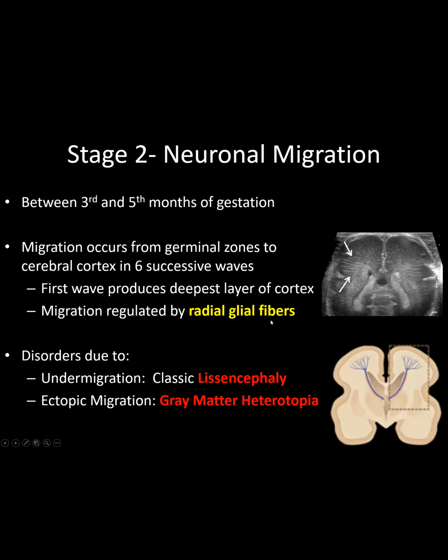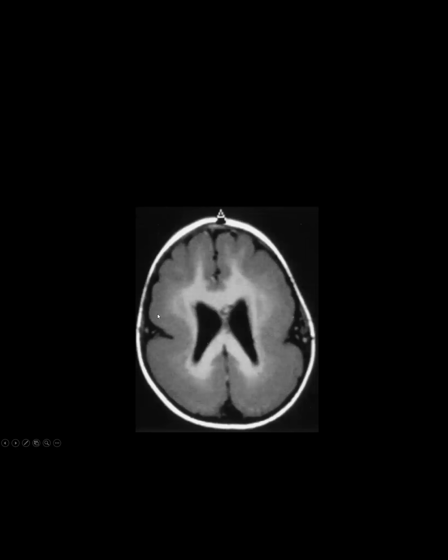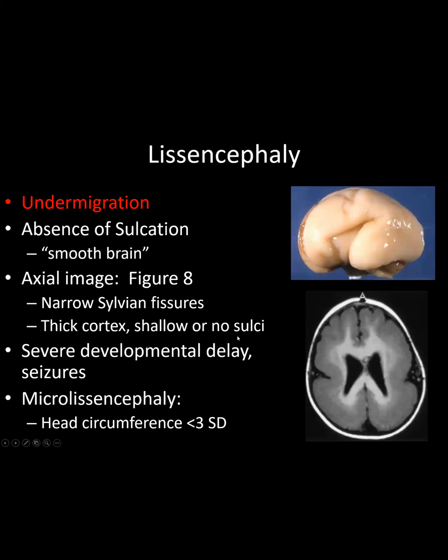So now we'll talk about migration. So this is an example. If you look at this kid's brain, it's too smooth. So this is an example of Lissencephaly. There's a spectrum between Agenesis, Lissencephaly, and Pachygyria, which all give you a smooth brain. This is an example of Lissencephaly that you're seeing over here, and this is a gross pathologic specimen showing that there's no gyri or sulci.